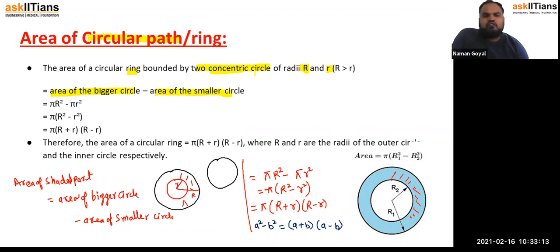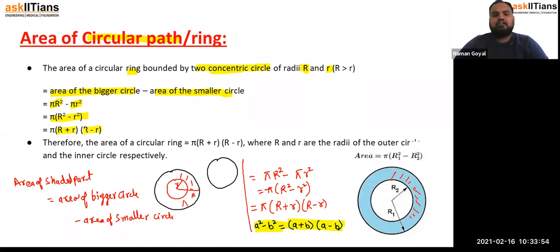So the area of the bigger circle is pi capital R square, and the area of the smaller circle is pi small r square. We can take pi common from these two. So we get capital R square minus small r square. Now this makes the identity a square minus b square is nothing but a plus b into a minus b, right? So pi into capital R plus small r into capital R minus small r.